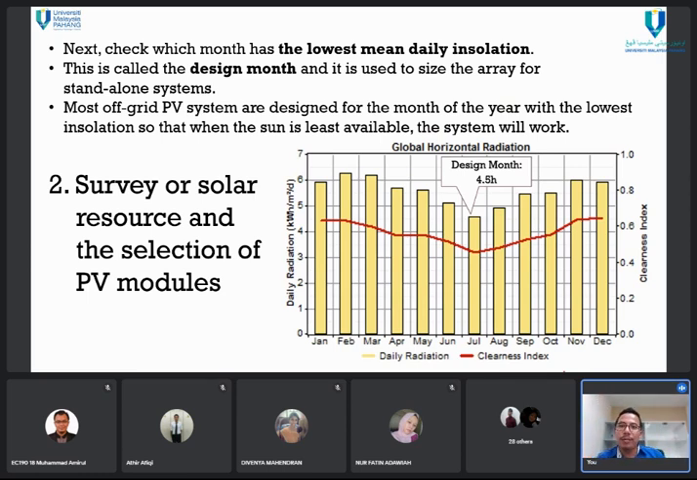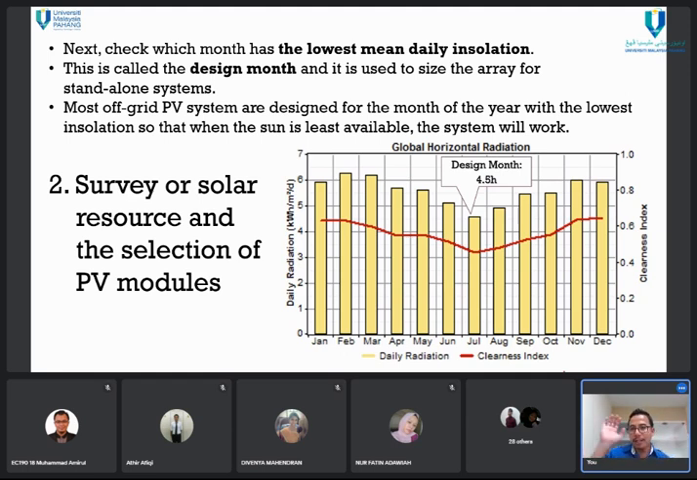Okay, next, check which month has the lowest mean daily insolation. This is called the design month and it is used to size the array for a standalone system. Most grid PV systems are designed for the month of the year with the lowest insolation so that when the sun is least available, the system will still work. This is the table of solar irradiation, basically from previous data.